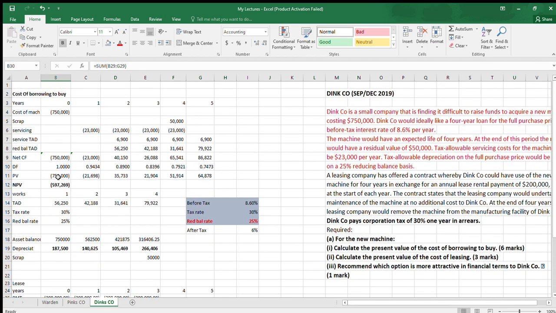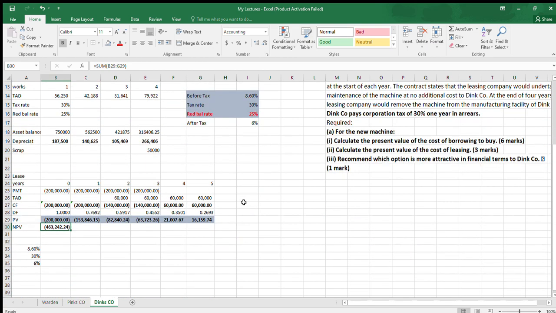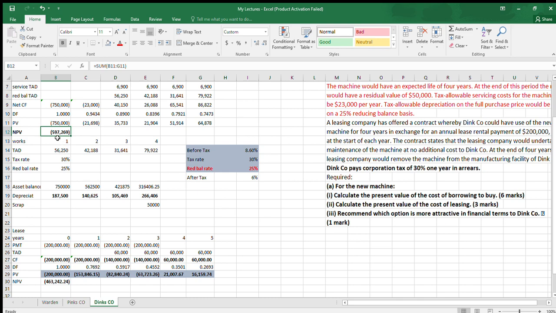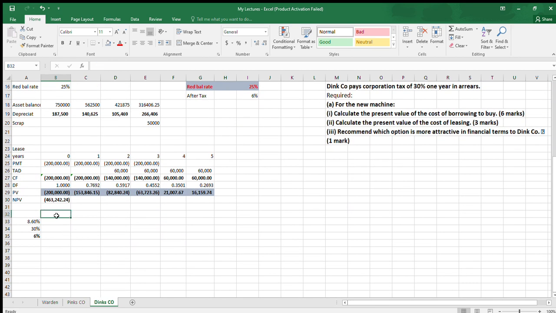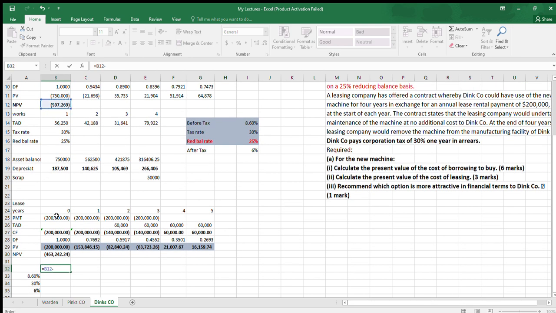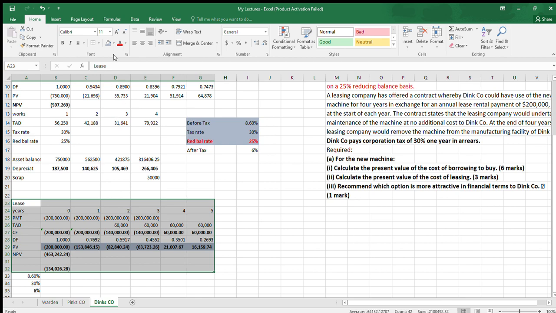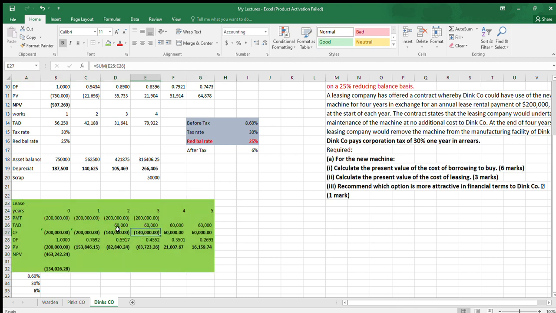And so the question says to recommend which option is more attractive in financial terms. So leasing, you are going to have to pay 463,000. Borrowing, you have to pay 597,000. So that means it is more advisable to lease than to borrow. So we lease the asset. State that we lease the asset.